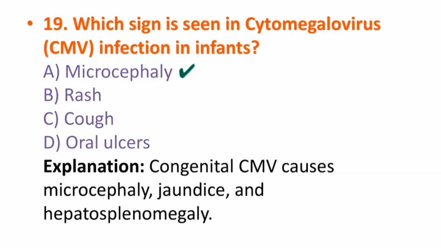Which sign is seen in cytomegalovirus infection in infants? Option A microcephaly, option B rash, option C cough, option D oral ulcers. The correct answer is option A microcephaly. Congenital CMV causes microcephaly, jaundice, and hepatosplenomegaly.